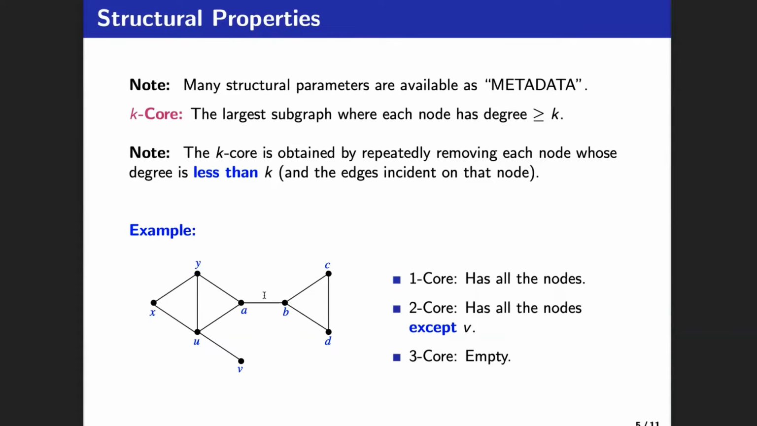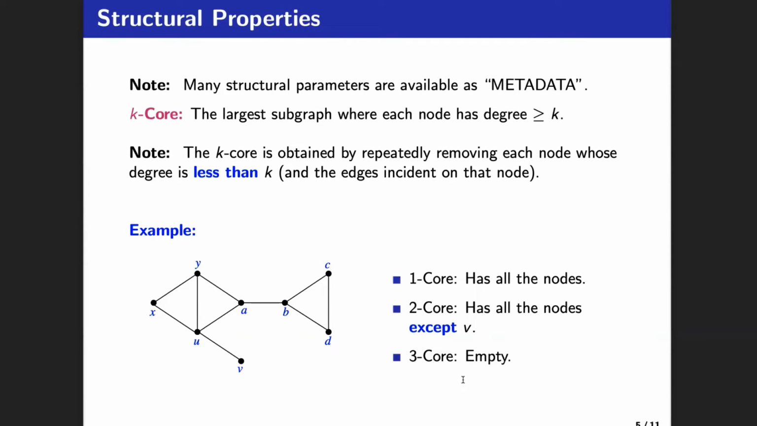So in this particular example, let's say I start with this. If I look for a 1-core, that means every node must have a degree of at least 1. Notice that in this graph, everybody has a degree of at least 1. So the 1-core has all the nodes in it. There are 8 nodes, so it is all. If I want a 2-core, that means I should start deleting nodes of degree 1. So if I delete V, everything else has a degree of at least 2. So the 2-core is all the nodes except V.